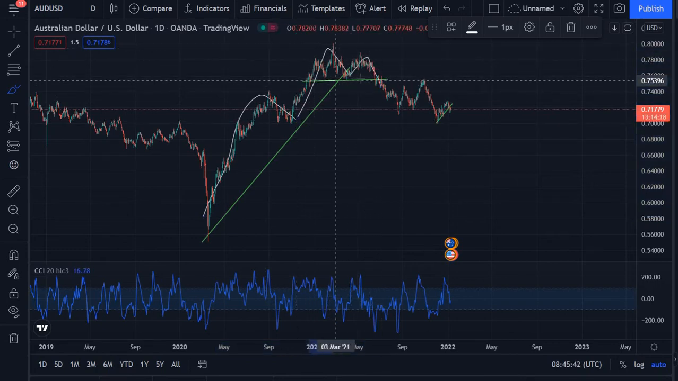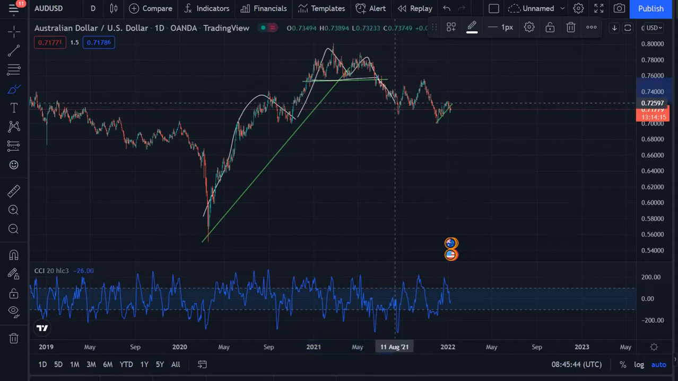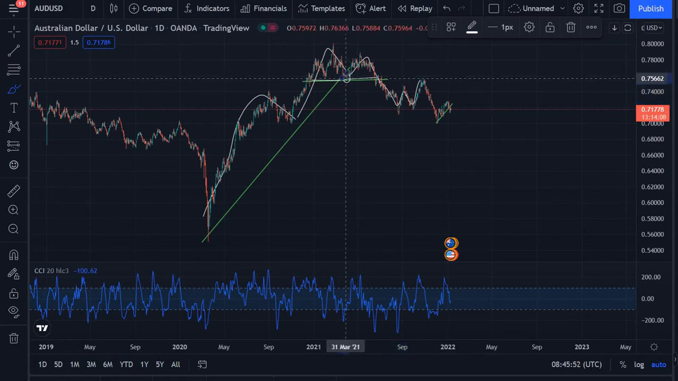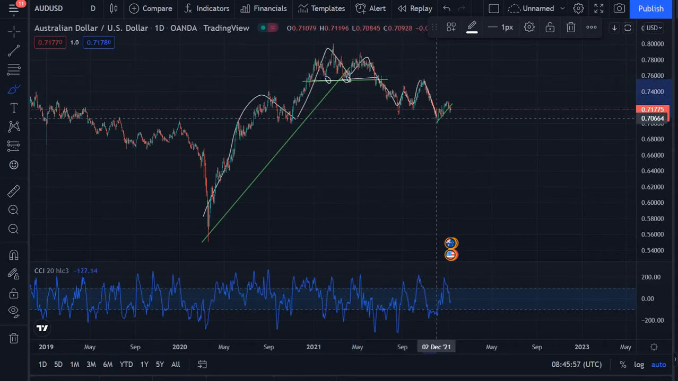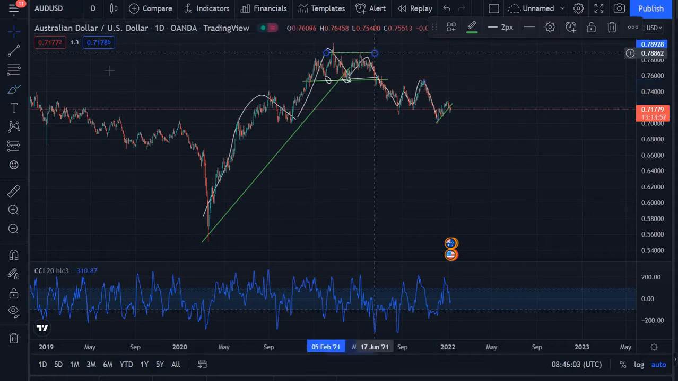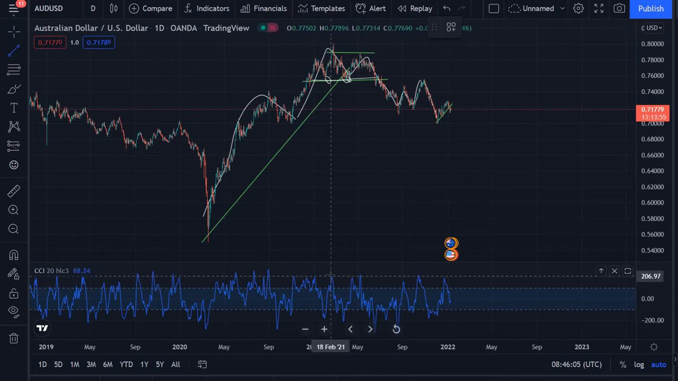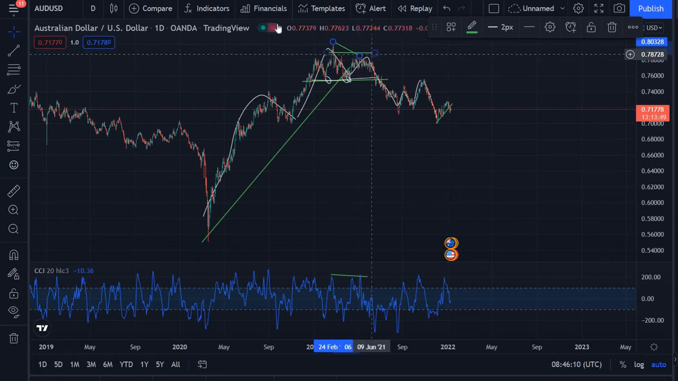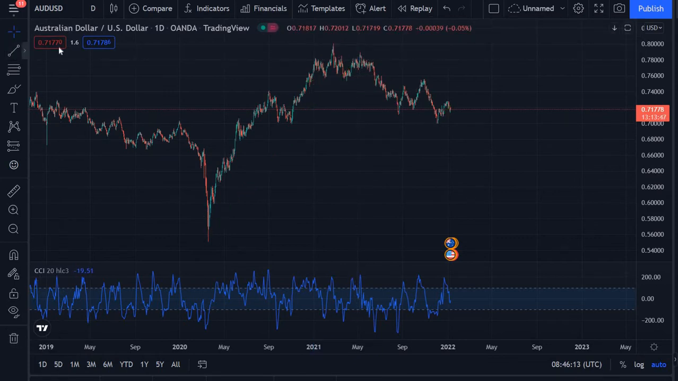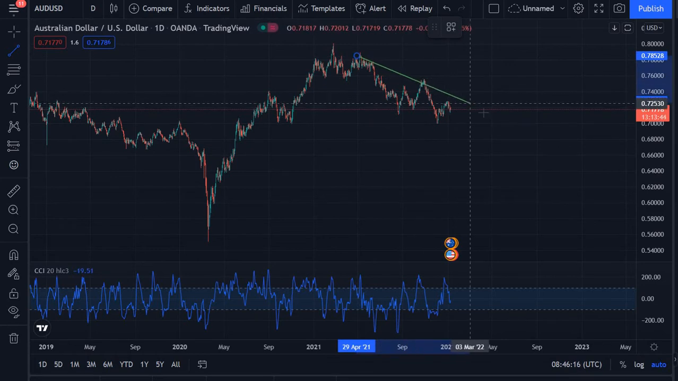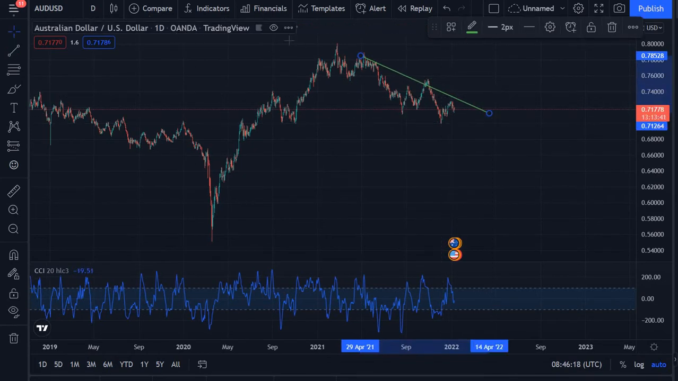Then we broke this line, so a retest of the previous, or kind of the last higher low, and then pulled all the way back. So pretty much ever since then, here was kind of the double top on the CCI and the bearish divergence on the chart. Ever since then there has been this kind of uptrend, downtrend.